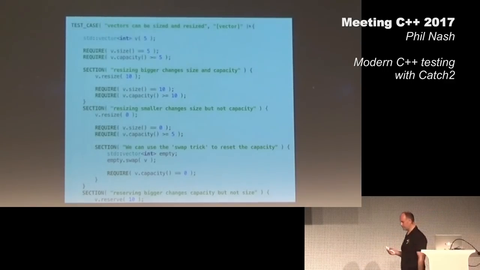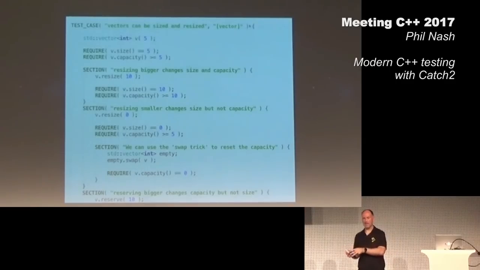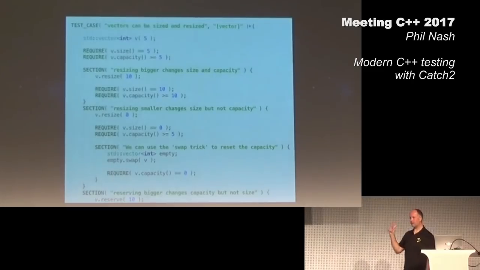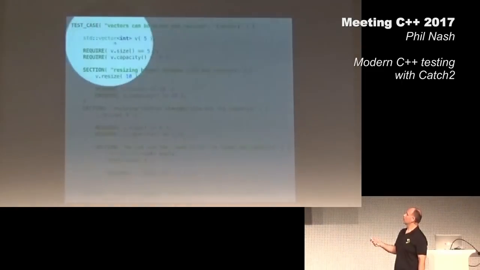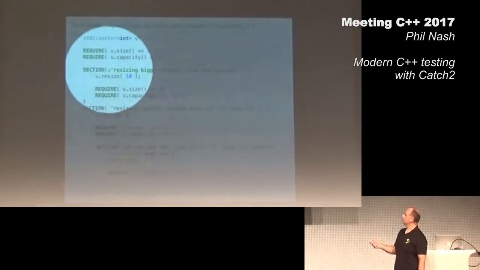There are also a number of special tags that have specific meaning to Catch, which I'm not going to go into now, but we will touch on later. Basically, any tag name beginning with a symbol is reserved for Catch. But the bit I really want to draw your attention to in this example is that we've got some requires at the top, but then we've got these sections.